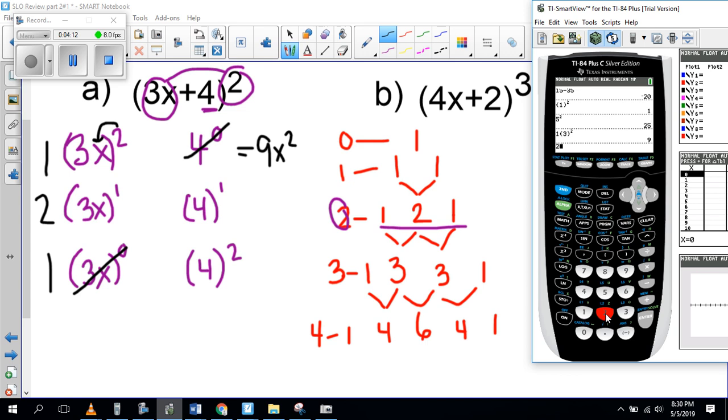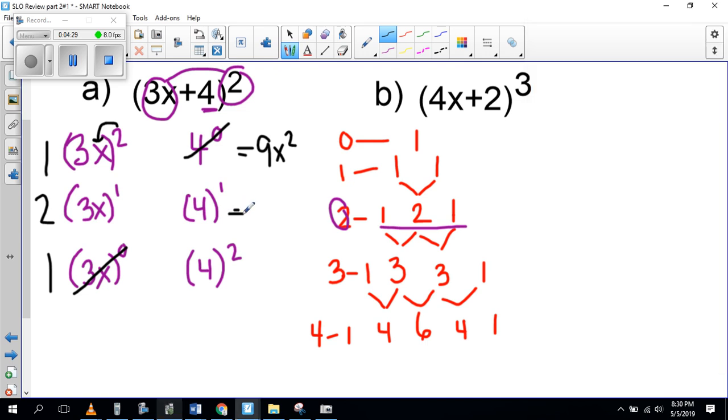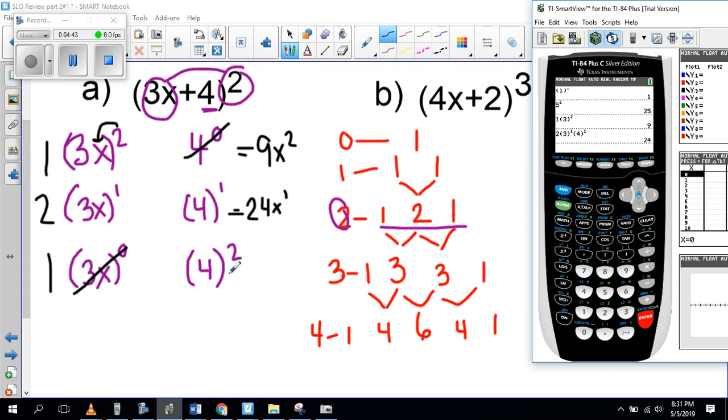So we got 2 parentheses 3. And I'm just putting to the 1 so you can see it. Press the arrow key to come back down. Parentheses 4 to the 1. And that's going to give us 24. That equals 24. And then our x to the what? 1. And you may not see that, but I'm just going to put it. Okay, the next one I'm going to put in my calculator. I put everything except for what I marked out or any letters. 1 parentheses 4 to the second. And I get 16.